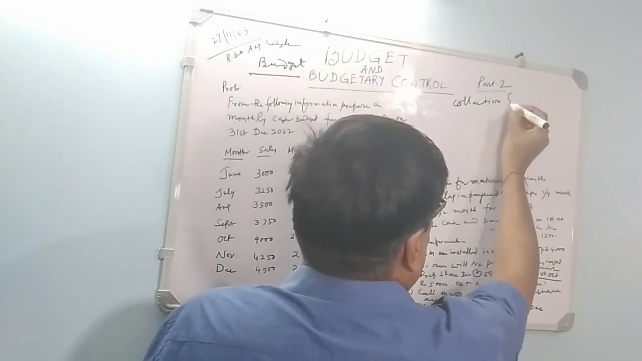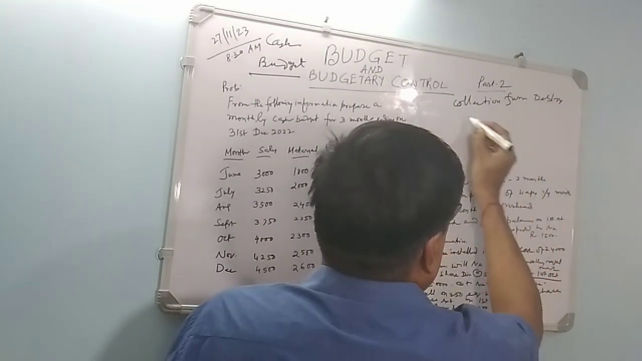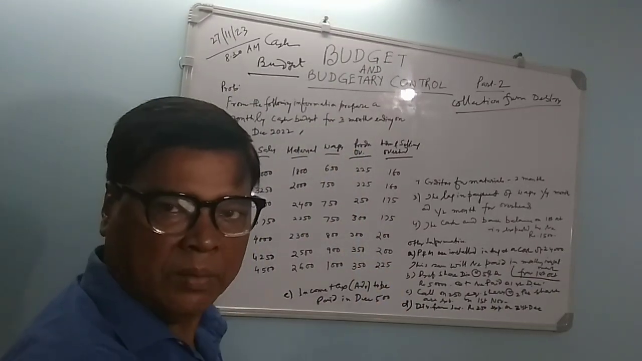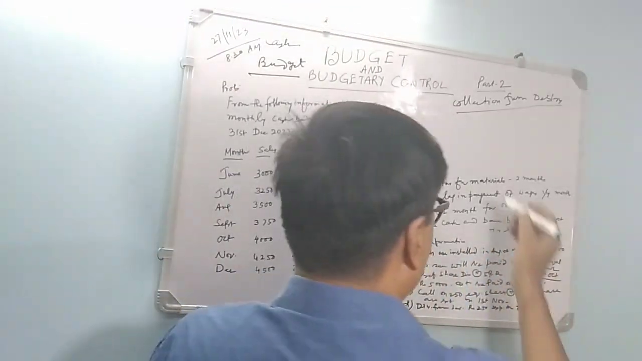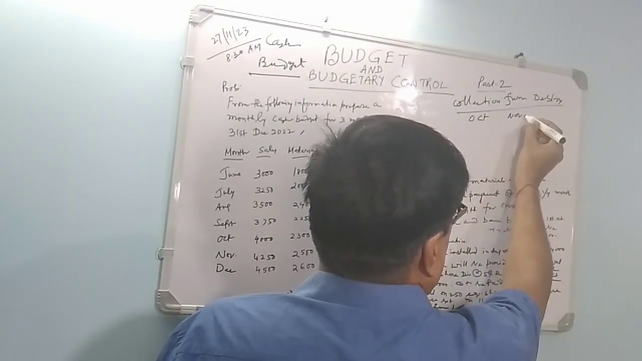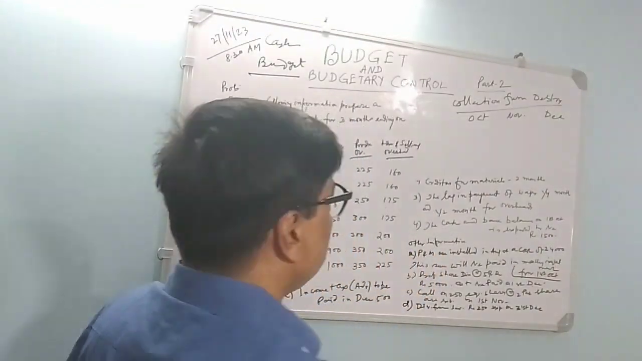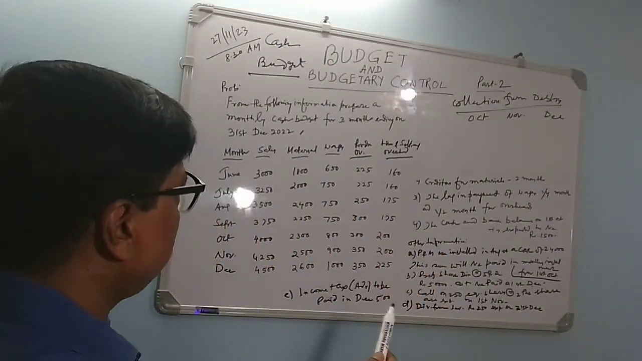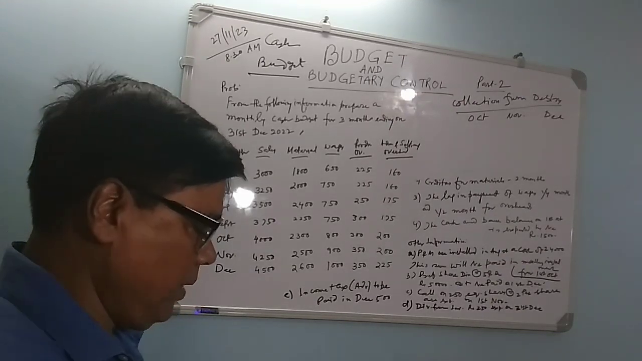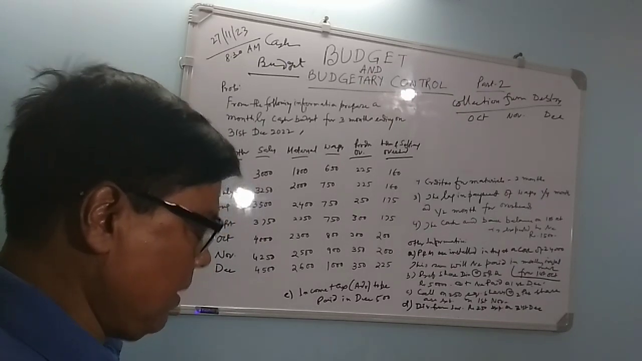Collection from debtors. You have to prepare for the three months ending December, that means October, November and December. Your problem tells you that you have a time period of 3 months for debtors.